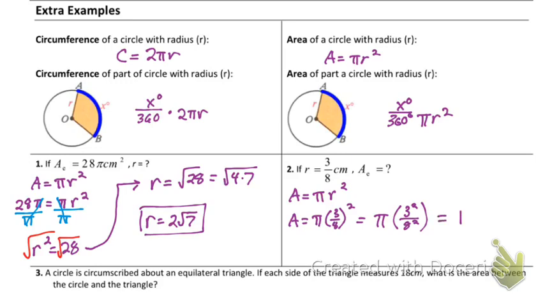Well, that's going to equal pi times 9/64, but typically we put our number out front, so it'd be 9/64 pi for our final answer.